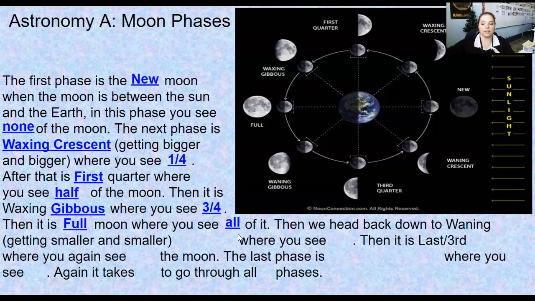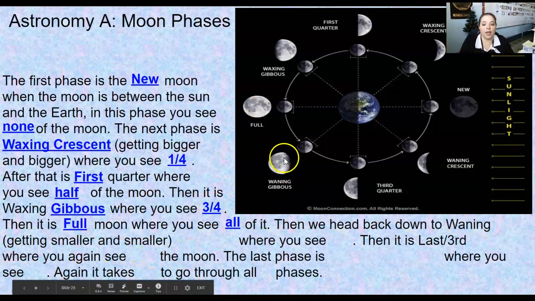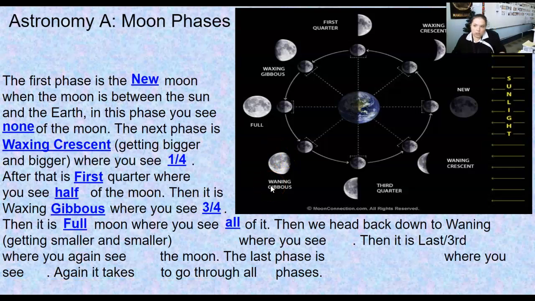And then we head back down and we got waning. So remember I said wax on with your right, wave off with your left. That's how I remember the two difference. Left is waving or waning. Wax on with your right, waxing. All right? And so waning is getting smaller. And again, you get to see a big size of it. So I always think a Gibby.